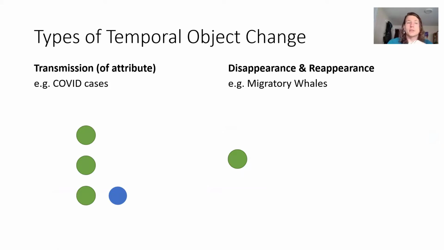There can be transmission of attributes, for instance, COVID cases. You can have disappearance and reappearance of something. For instance, that would be like migratory whales. They're in a region at some point in time, and then they disappear. Science doesn't yet know where they go, but they come back next year.